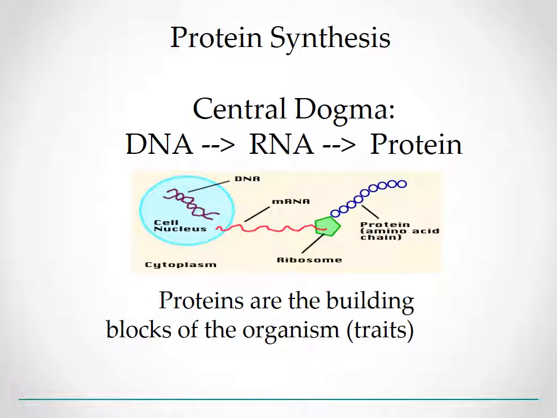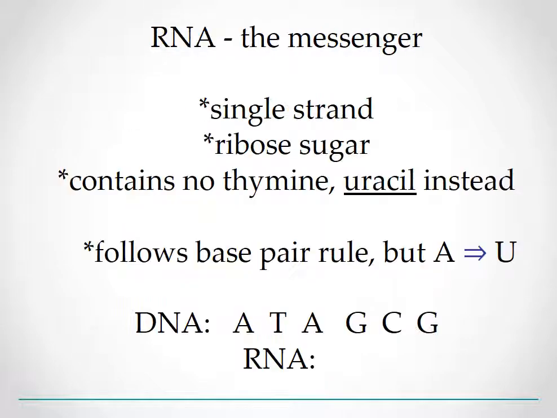Now sequencing. We refer to this as the central dogma. You go from DNA language to RNA language to proteins. Proteins, again, are the building blocks of most organisms. RNA is ribonucleic acid. Ribose is that sugar, but this is the messenger.